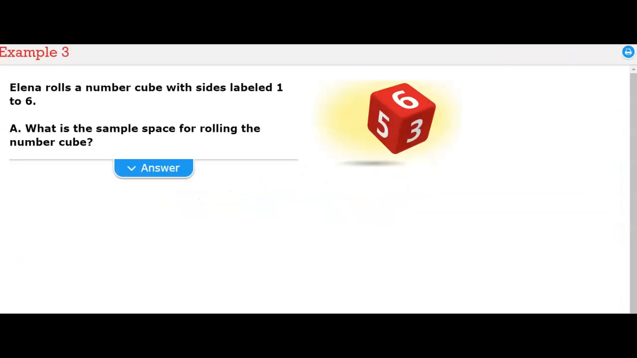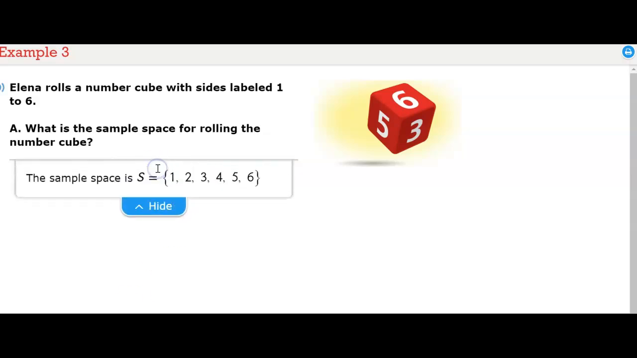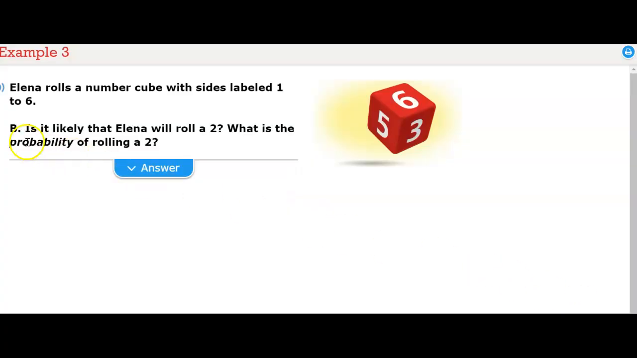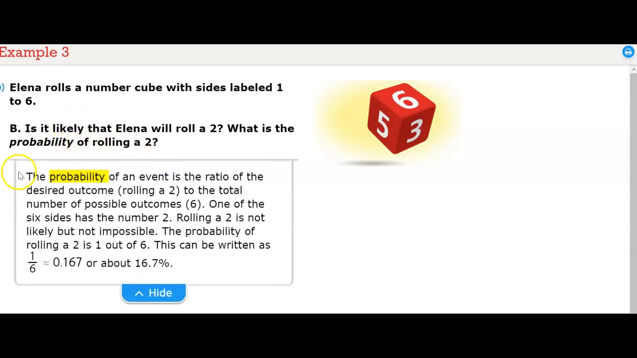Elena rolls a number cube with sides labeled 1 to 6. Part A. What is the sample space for rolling the number cube? The sample space would be 1, 2, 3, 4, 5, 6. Those are the options when you are rolling the dice. What is the likelihood that she would roll a 2? What is the probability of rolling a 2? The probability of an event is the ratio of the desired outcome, rolling a 2, to the total number of possible outcomes. One of the six sides has the number 2, so rolling a 2 is not likely but not impossible. The probability of rolling a 2 is 1 out of 6.